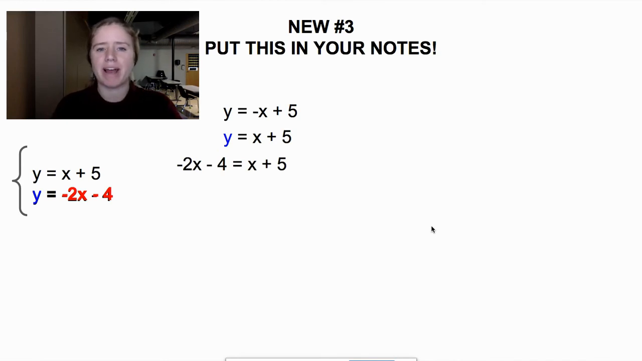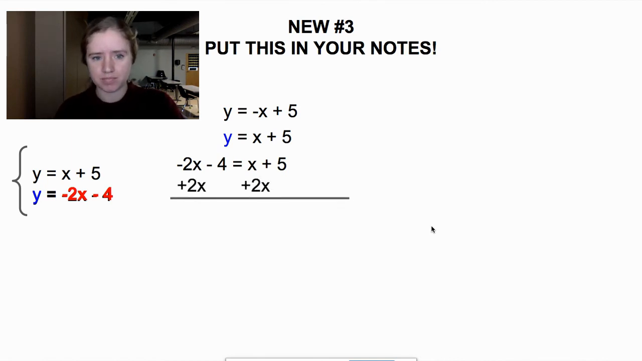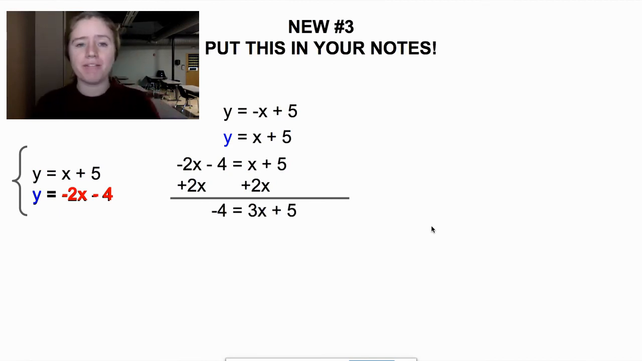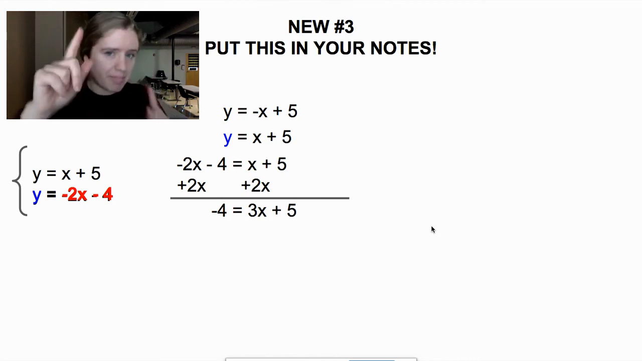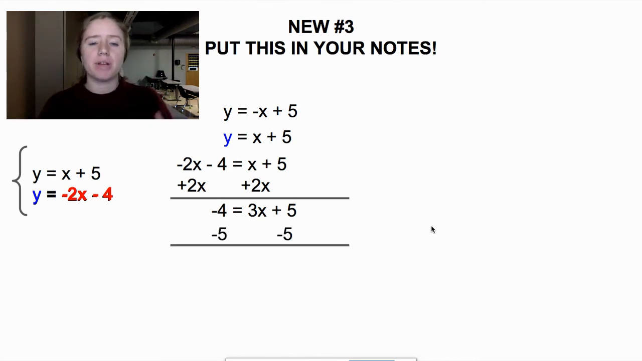I'm going to go ahead and move my x's to the right this time because I don't like the negative 2x. So we're going to go ahead and add 2x to both sides. We do have negative 4 equals 3x plus 5. All my variables are on the right, so my goal is to get the constants to the left. So we're going to go ahead and do the opposite of plus 5, minus 5. And then we have negative 9 equals 3x.